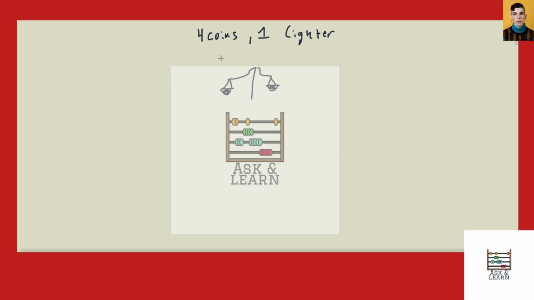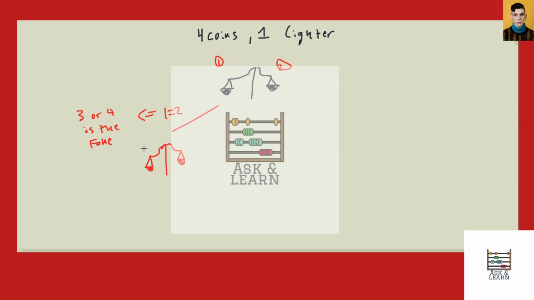Well, I'm just going to call the coins 1 to 4. So let's first throw coins 1 and 2 into here. There are two cases that we could have here: either coin 1 is equal to coin 2. So let me draw another scale really quick. If 1 is equal to 2, then this implies 3 or 4 is the fake.